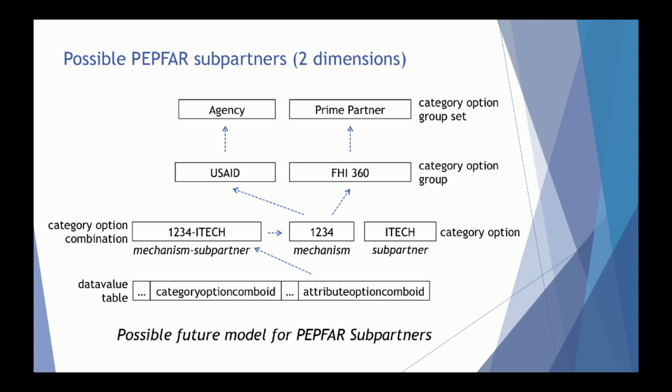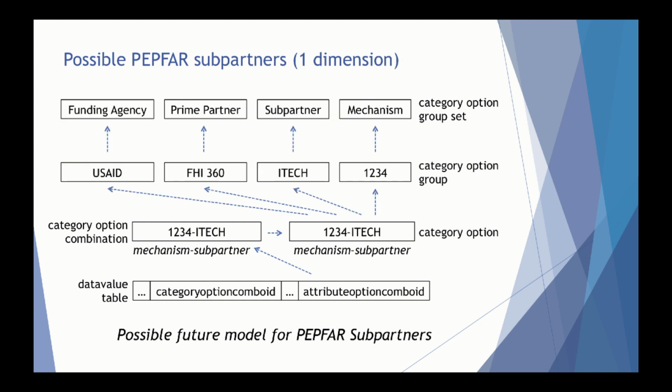So this is a way of doing it that has the attraction that it has minimal impact on the current model. We still have the same two category option group sets. We do a minor renaming of one of them, and we're just adding an additional category option. A downside of this is that every time you do data entry, you would choose the mechanism and the subpartner independently. And a related downside is that the system would calculate the cross product, all of the thousands of mechanisms and all of the hundreds of partners to get the mechanism subpartner combination, which might make a lot of metadata.